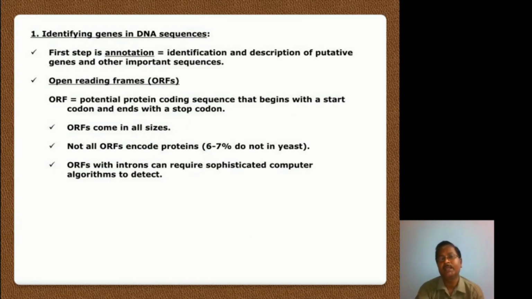So for identifying genes in the DNA sequences, we have to do a first step that is called the annotation step. That is nothing but identification and description of putative genes and other important sequences. The second one is called ORFs, open reading frames. So an ORF is nothing but a potential protein coding sequence that begins with a start codon and ends with a stop codon. ORFs come in all sizes, and not all ORFs encode proteins. 6 to 7% will not code for protein, as has been shown in yeast. Then ORFs with introns, that is intervening sequences, can require sophisticated computer algorithms to detect.